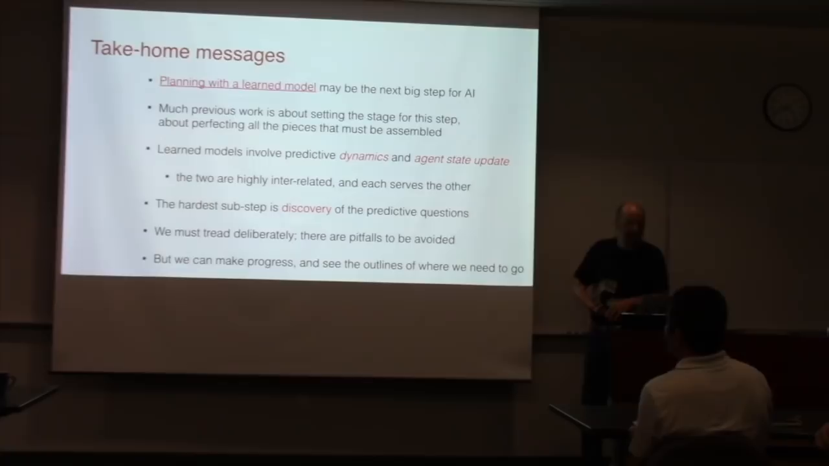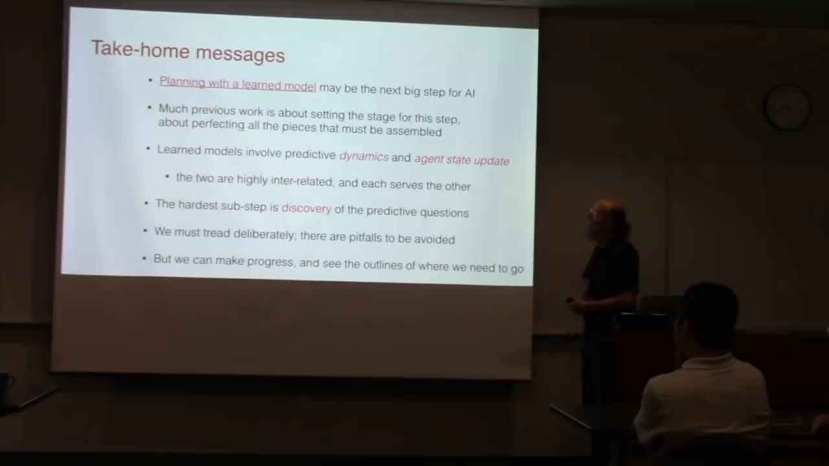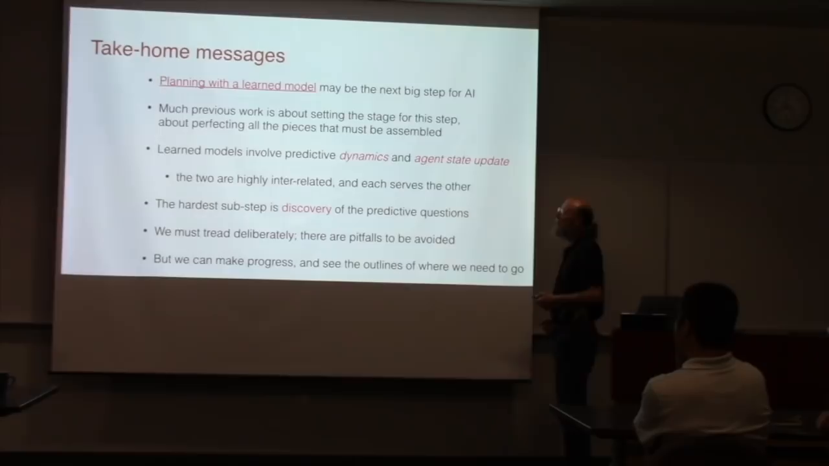The idea that much of the previous work that you've seen coming out of our group and in general in reinforcement learning can be thought of as building the pieces, perfecting the pieces that will be needed to ultimately make an assault on this big problem. When you do have a learned model, you have to do both the dynamics and the agent state update. These two are highly interrelated, each serves the other. The hardest step is discovery.